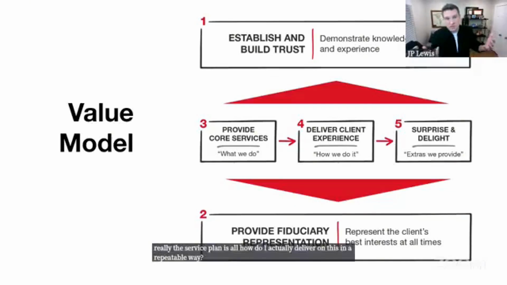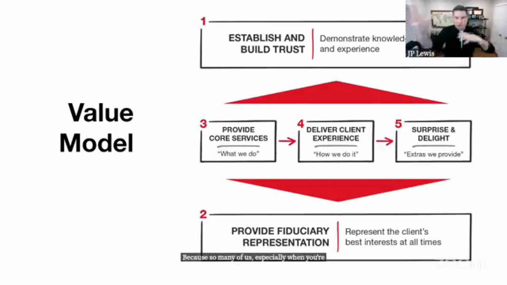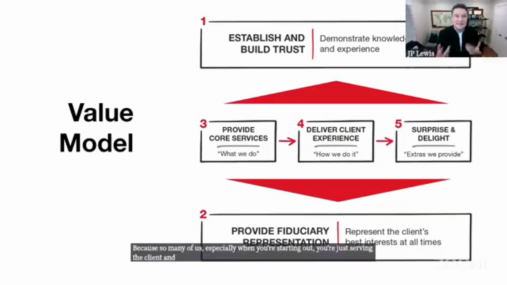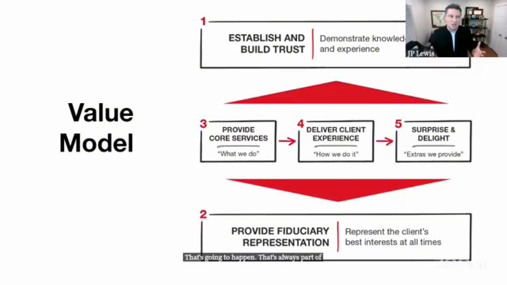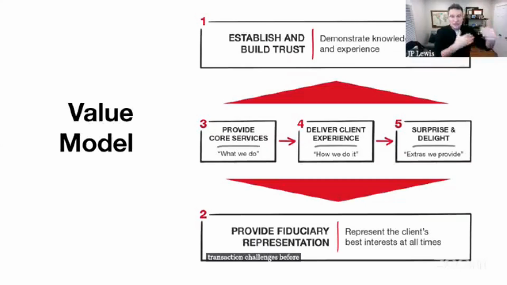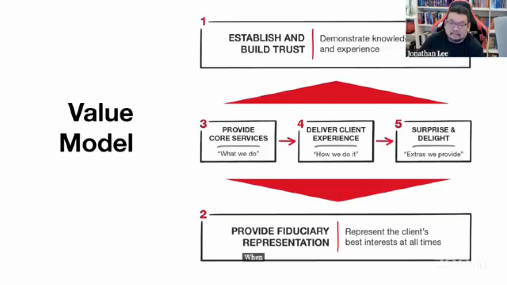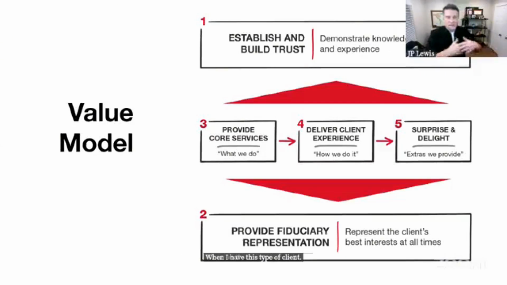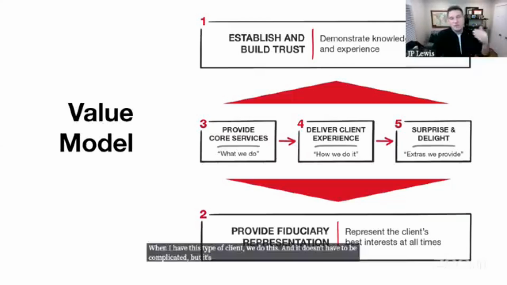Because so many of us, especially when you're starting out, are just serving the client and responding and reacting to things as they happen. That's going to happen. That's always part of our life as a real estate agent. But the challenge is, the more you get systematized, like, okay, I've dealt with these objections before, I've dealt with these kinds of transaction challenges before, here's a little document that says what we do when this happens, now I've got the beginning of a service plan. When I have this type of client, we do this. It doesn't have to be complicated, but you need to make sure you have a plan in place on how you're going to deliver on that value. Does that make sense? Yeah.